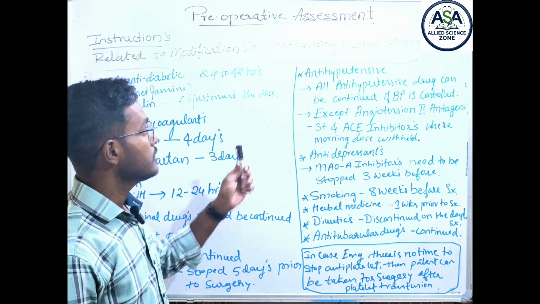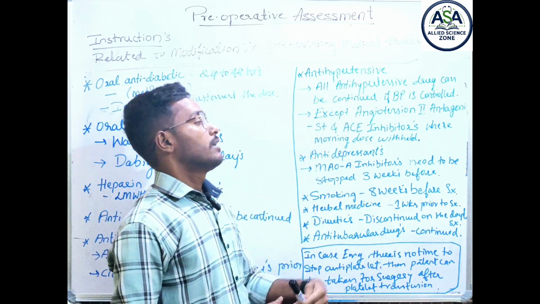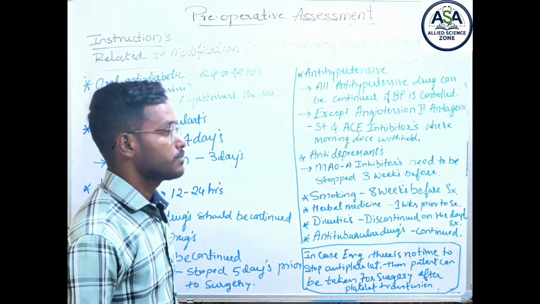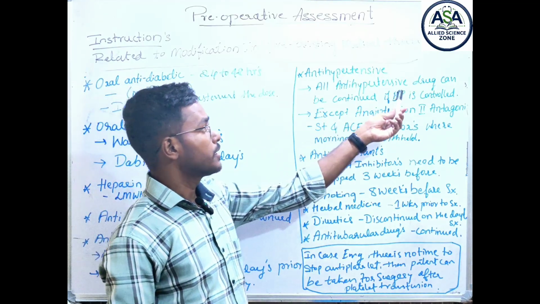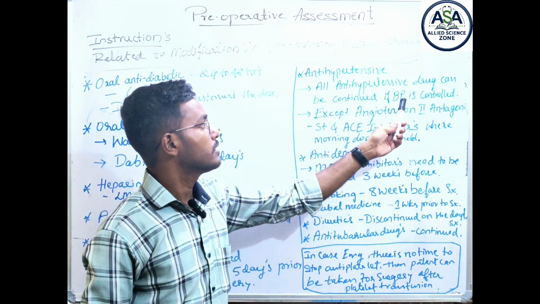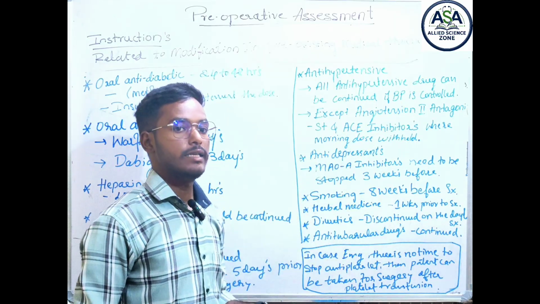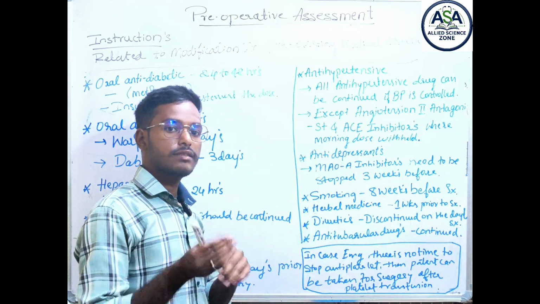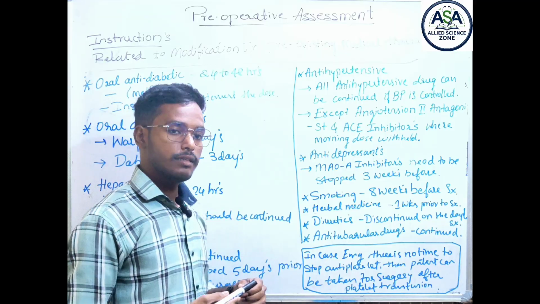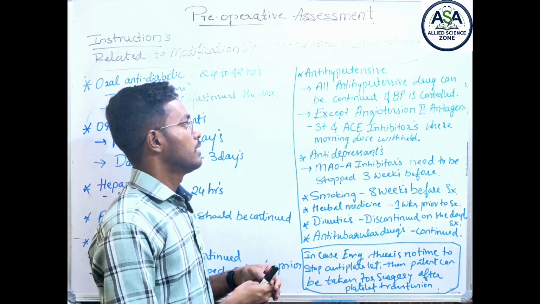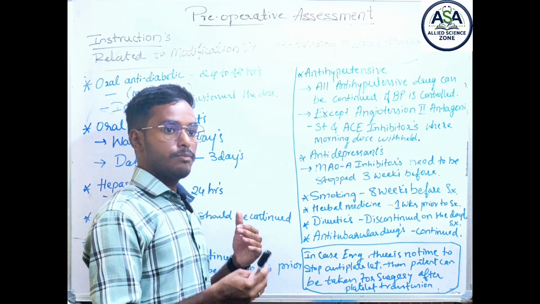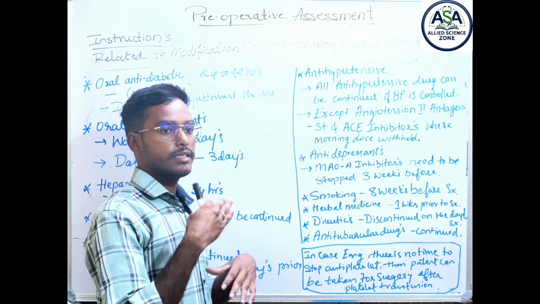Okay. Next is antihypertensive drugs. Antihypertensive drugs means BP tablets. All antihypertensive drugs can be continued if BP is controlled. If BP is controlled with the medication, it is okay to continue. If it is not controlled, you have to control it first, then only take the patient for surgery.